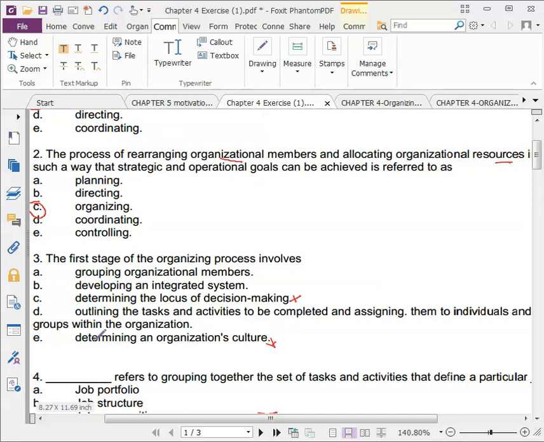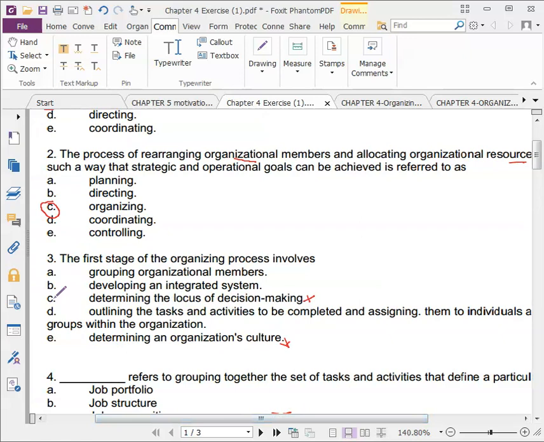Okay, very good. Okay. So kuat sikit, yang saya tak pakai microphone, tak pakai earphone, sebab kalau I pakai earphone your voice will not be detected in the recording. So for recording purposes, please raise up your voice. Okay, so the answer is, outlining the tasks and activities to be completed and assigning them to, itulah the first stage. Okay, D. So the correct answer is D.